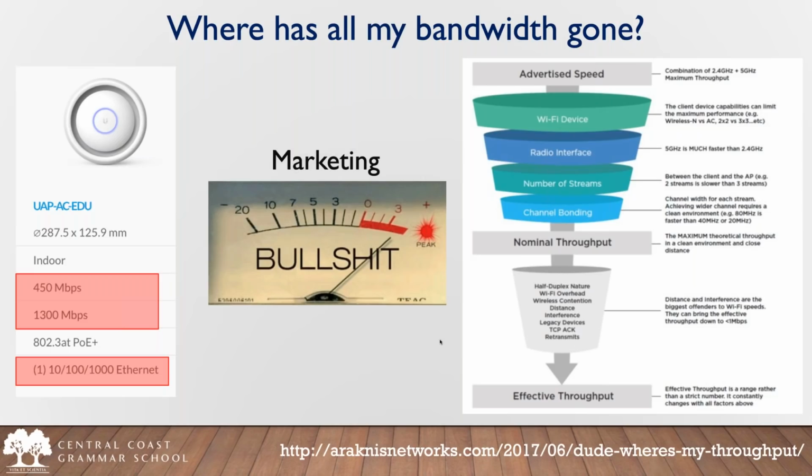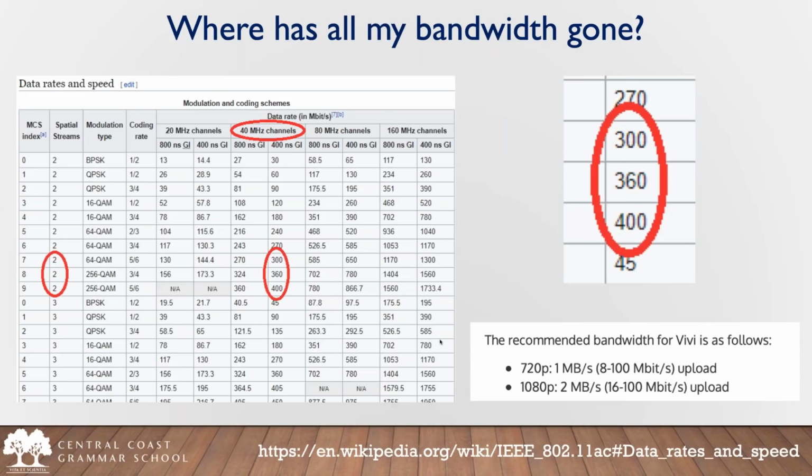There's more information on this guy's site down the bottom here, which gives a lot of information on how to do it. But basically, I call it the marketing bullshit because everyone does it. They'll say you'll get 2 gig throughput on an AP, but then they'll put a 1 gig port on there. And that comes down just to your spatial streams. At the end of the day, I run 40 meg channels. 40 meg channels at a 2x2 stream, I will get between 300 and 400 megabits per second.